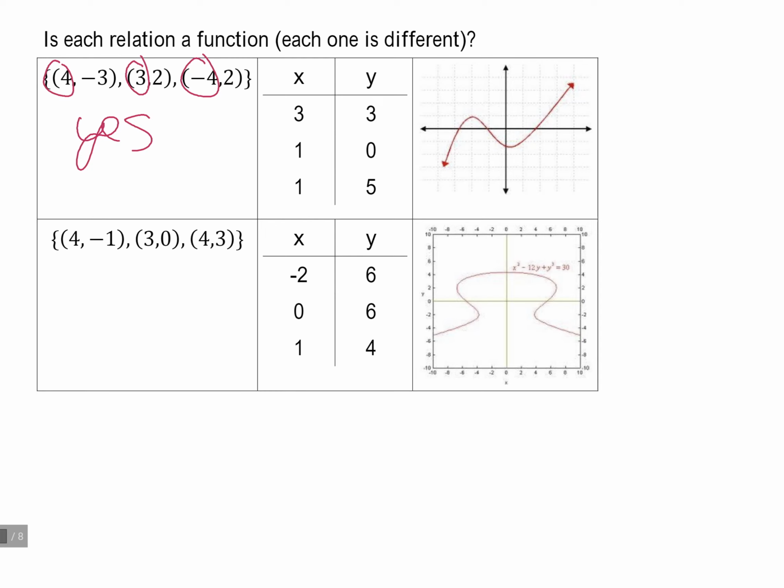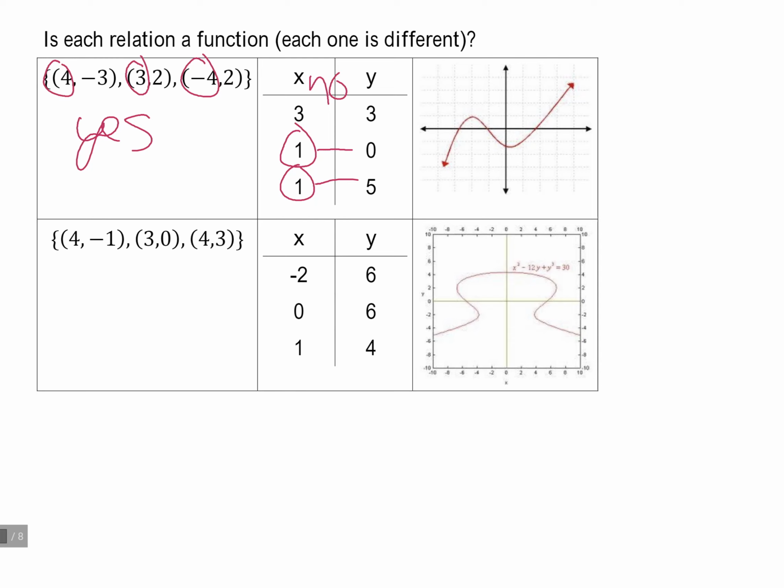Okay, take a look at the table to the right. Here we care about repeated x values. So we look down the x column, we do see repeated x values here. Look at the y coordinates. Those are different, okay? That can't happen. So because of this, this is not a function. The answer is no.